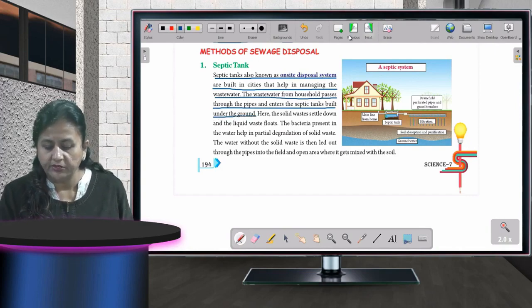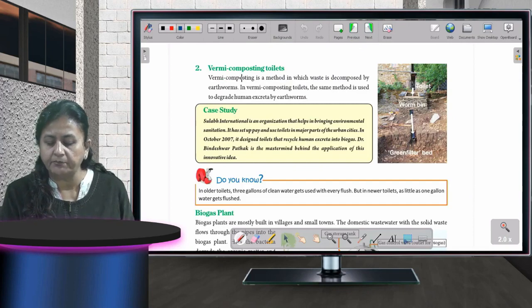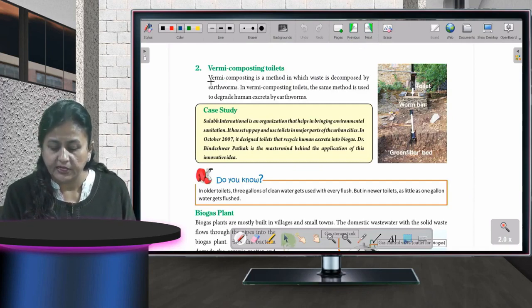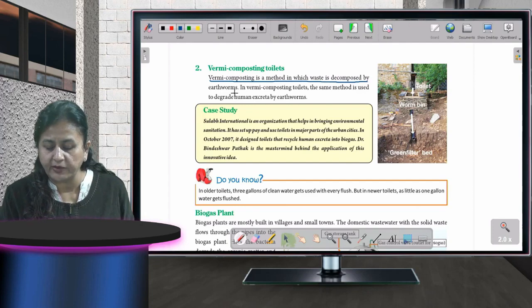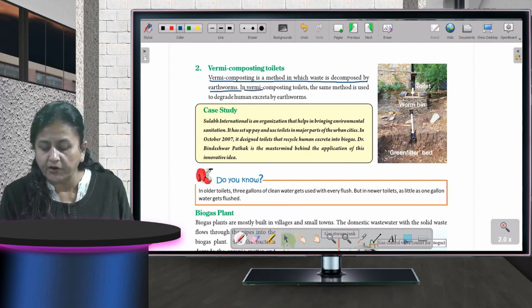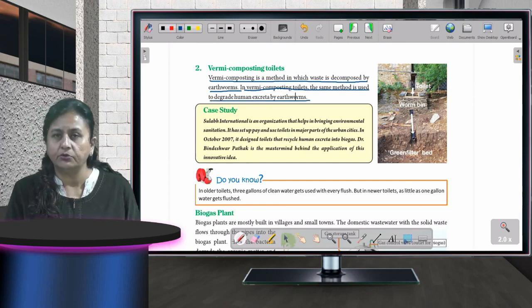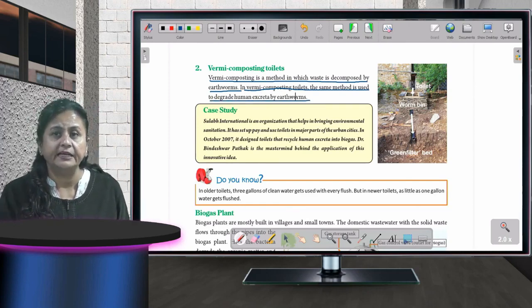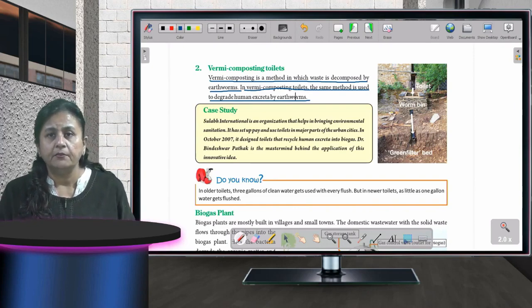Now the next one is vermicomposting toilets. Vermicomposting is a method in which waste is decomposed by earthworms. In vermicomposting toilets, the same method is used to degrade human excreta by earthworms. What are we adding in? We are adding earthworms in the pits.